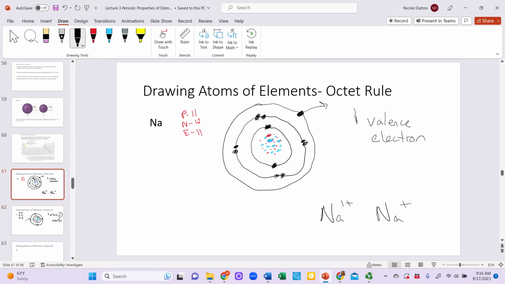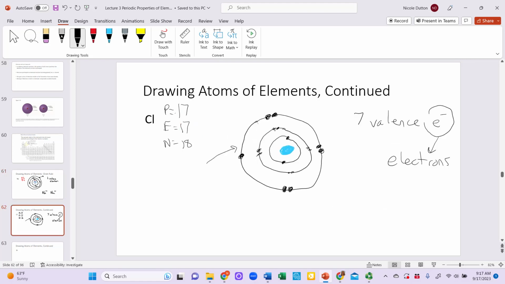So when sodium loses this electron, chlorine gains that electron. Chlorine can become then an ion. So if you gain an electron, you're gaining a negative charge. So that's Cl1-, or we can just say Cl-.